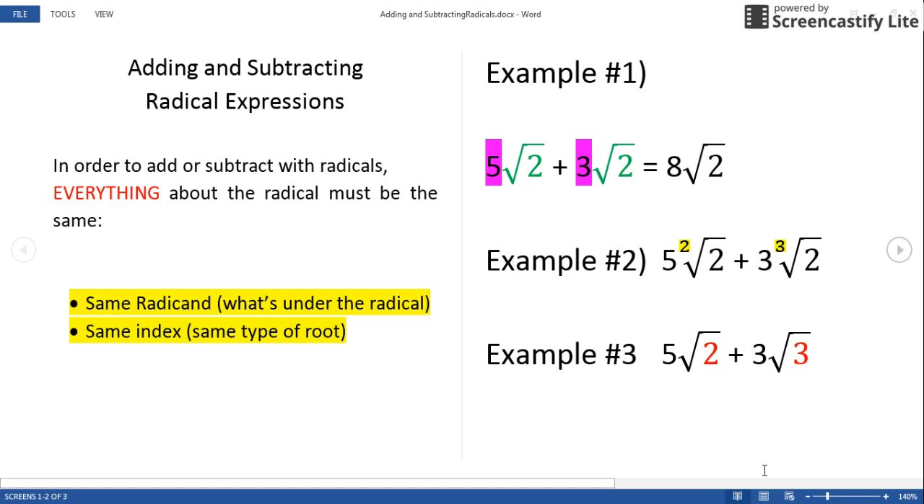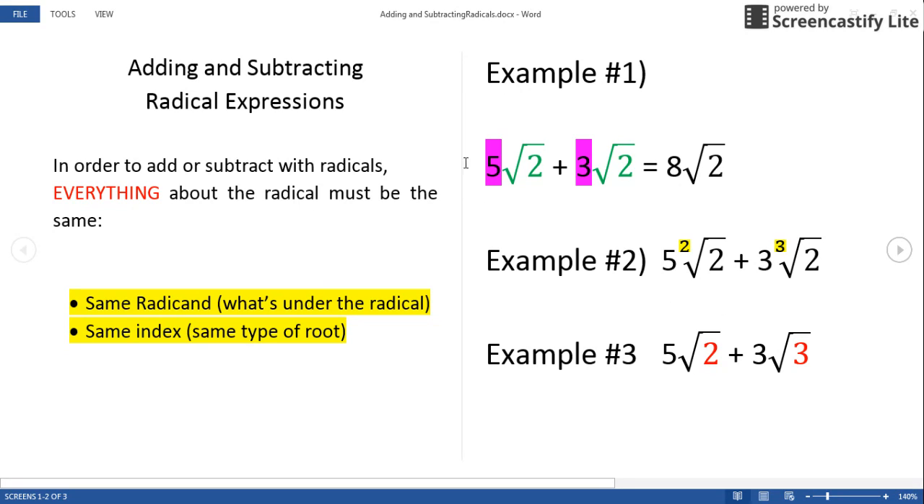Let's talk about adding and subtracting radical expressions. In order to add or subtract with radicals, everything about the radical must be the same. You have to have the same radicand, that's the stuff that's under the radical, and you must have the same index, so they have to be the same type of root.